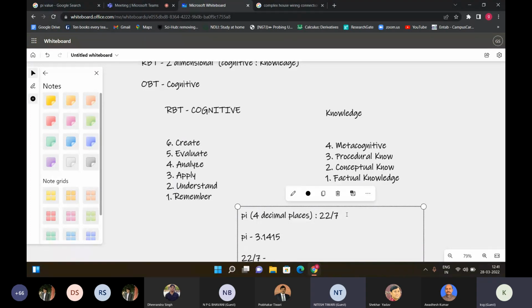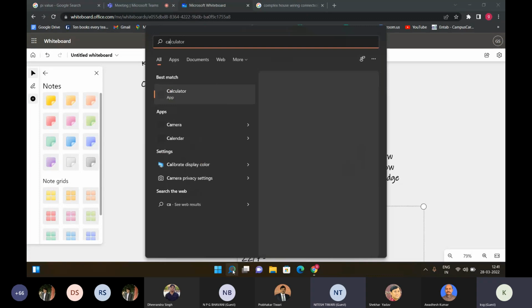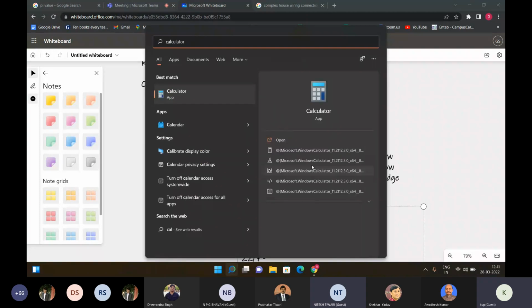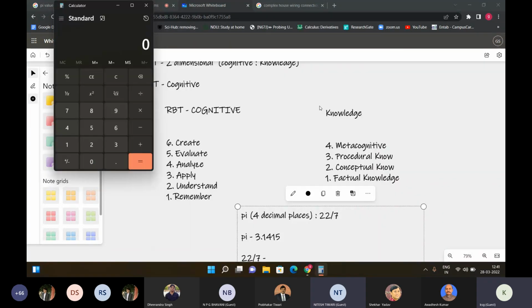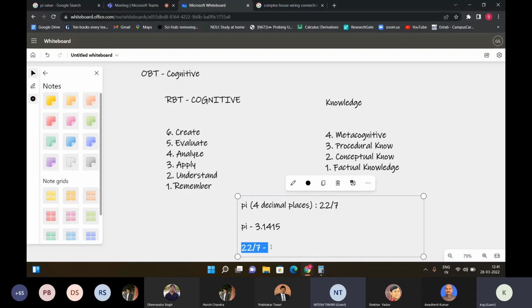So we go for a calculator, and let me open this calculator app. I just wanted to know what is the value of 22 by 7. It is 3.1428. So there is a difference between the pi value and this 22 by 7 value.